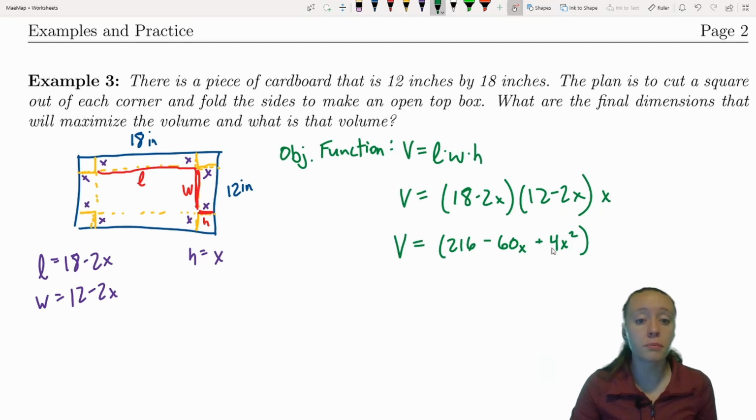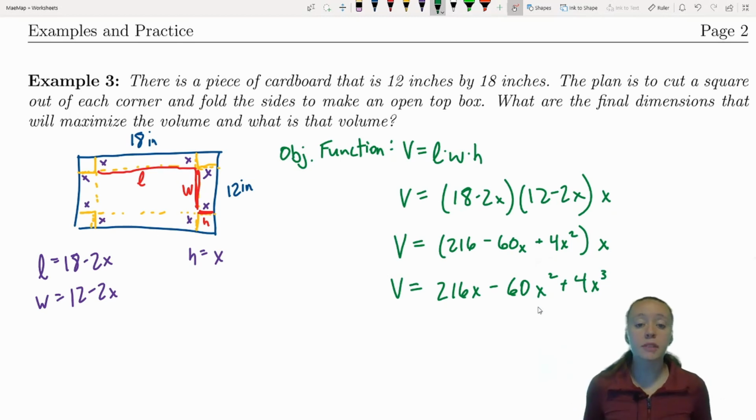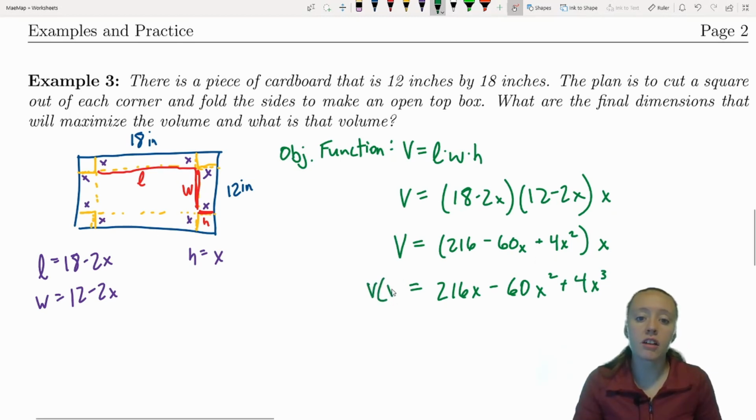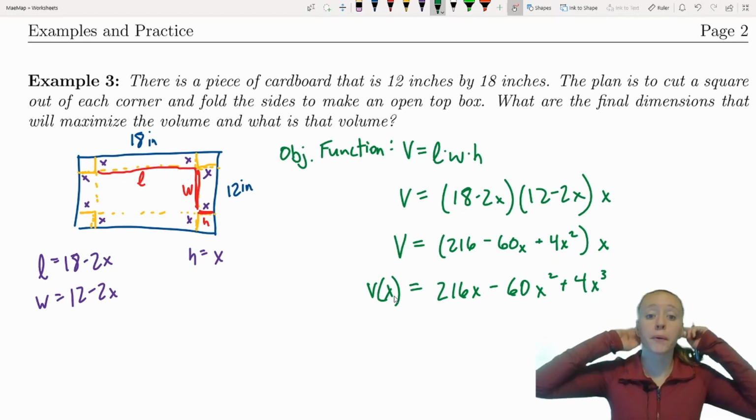And that is all multiplied by x. So this is my length times width, and this is multiplied by height. Let's finish distributing that out to get 216x minus 60x squared plus 4x cubed. So that's my volume, V of x. My volume function is in terms of one variable, x.